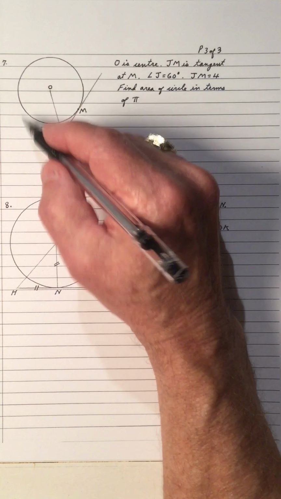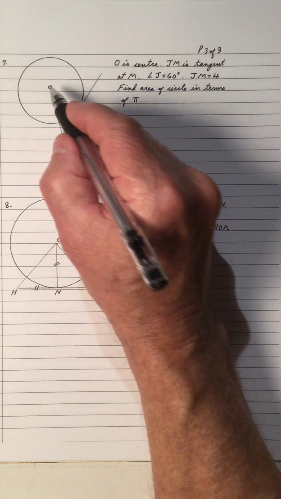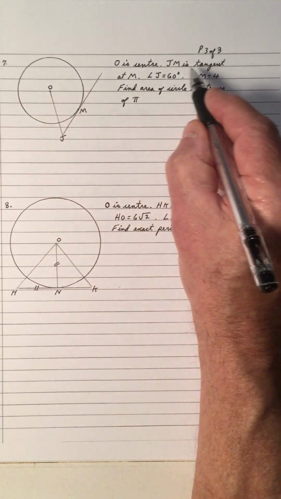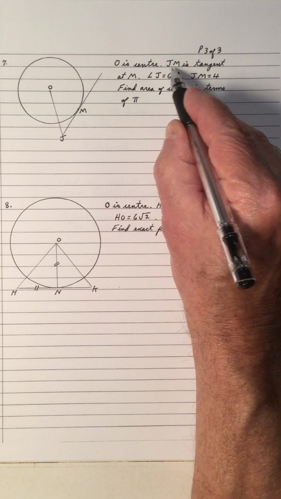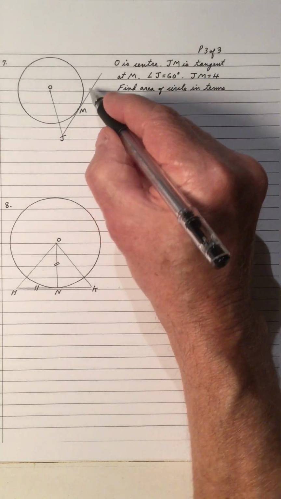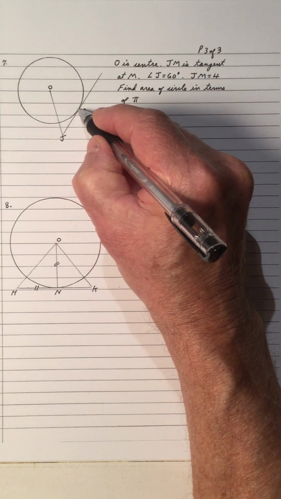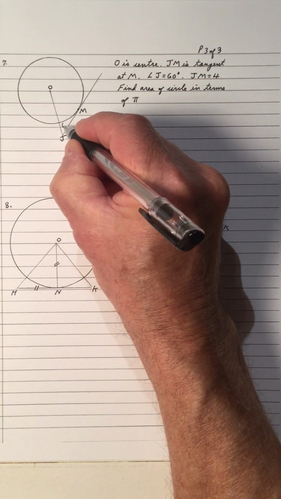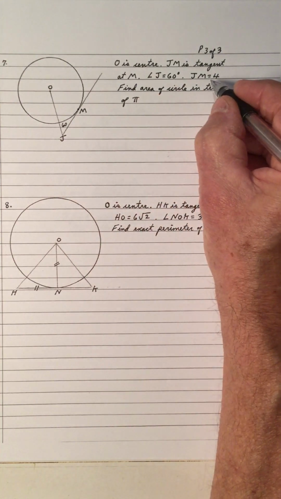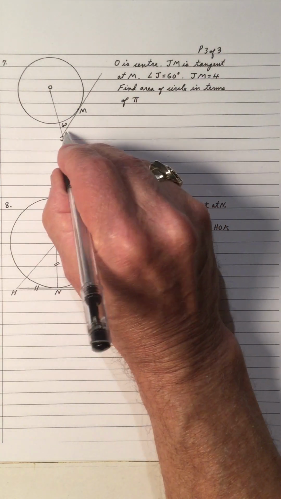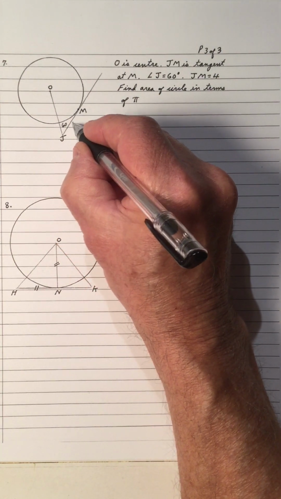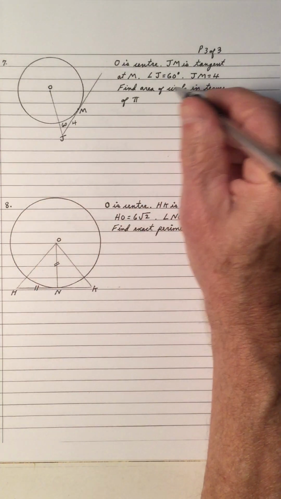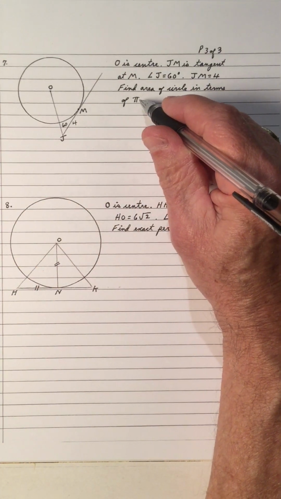So we have a circle and we have information. O is the center of the circle right here. It says that JM is tangent at M. Angle J is 60, so this angle here is 60 degrees. And segment JM is 4 units long. Find the area of the circle in terms of pi.